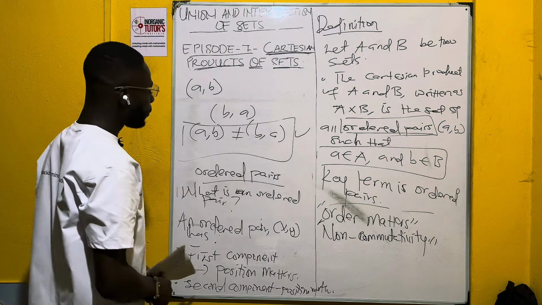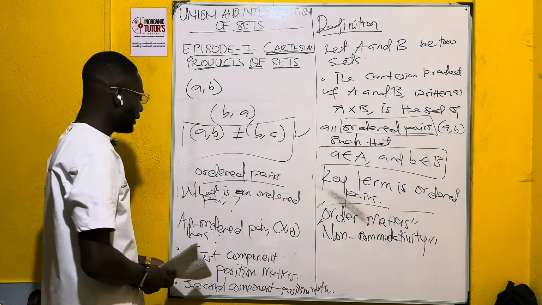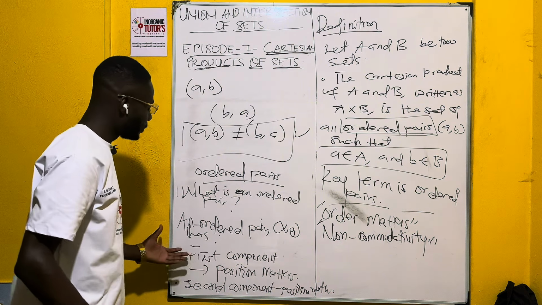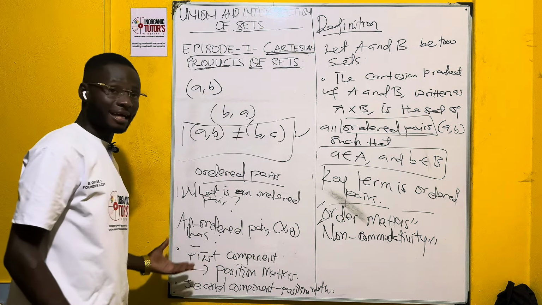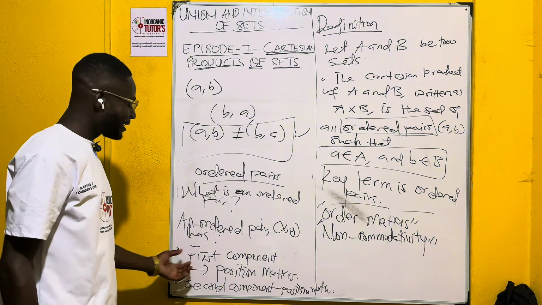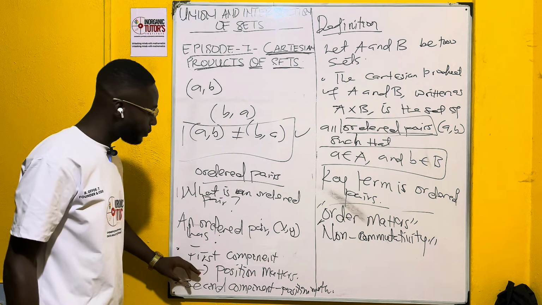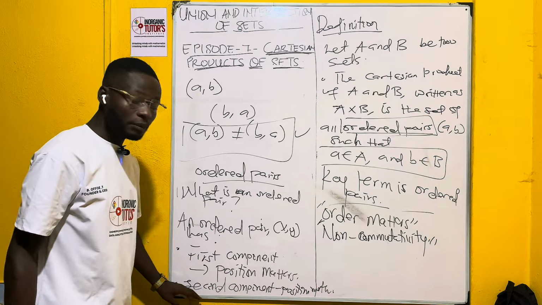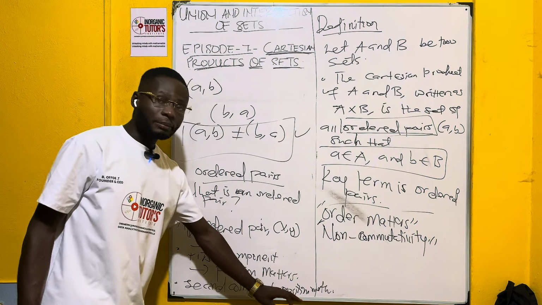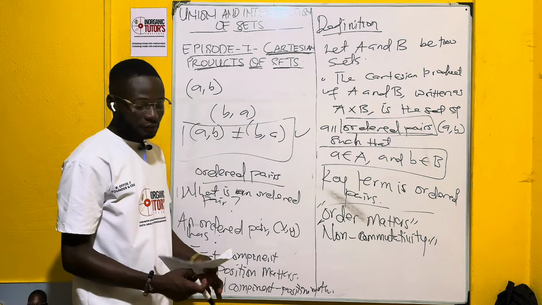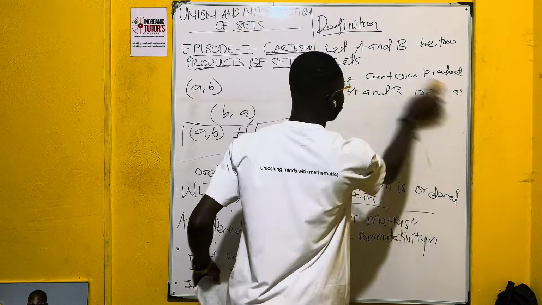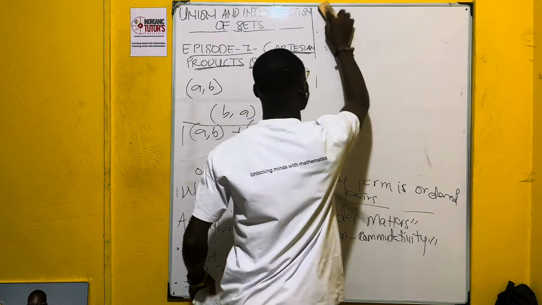Position matters. So we say that an ordered pair, let's say X and Y, has a first component, and the position matters, right? And the second component as well, the position matters. Now let's look at an example.